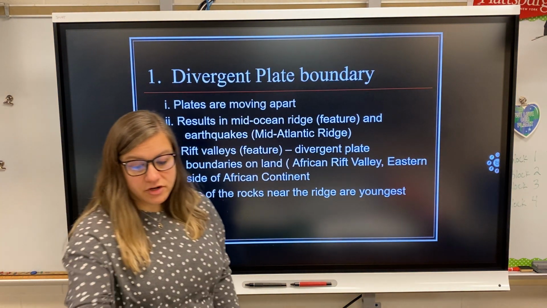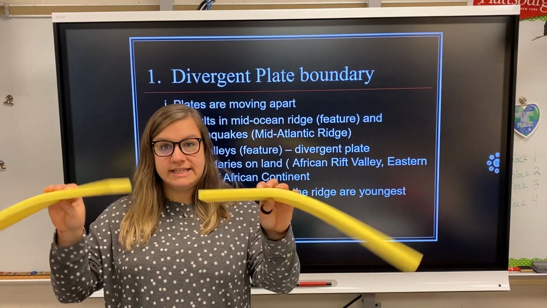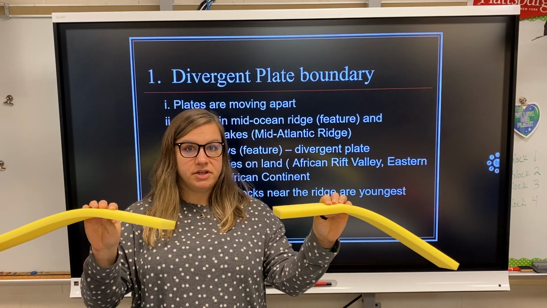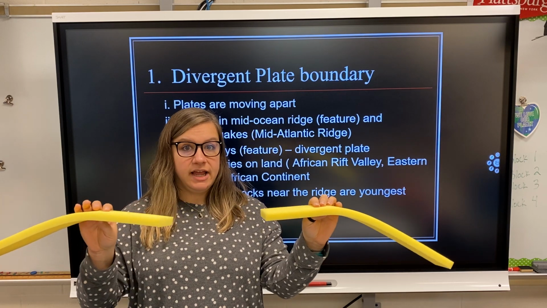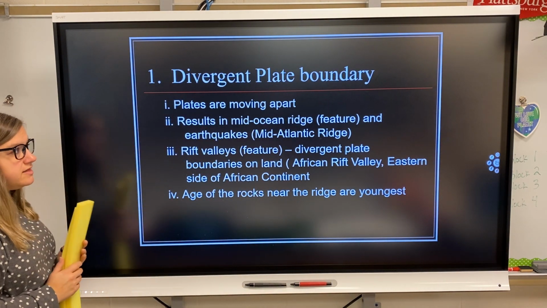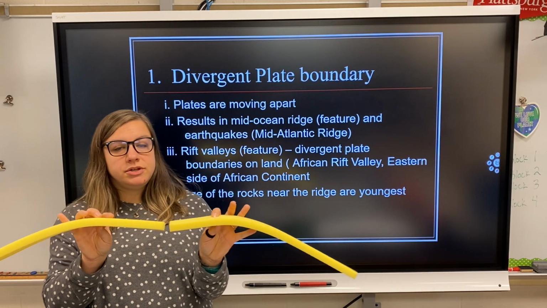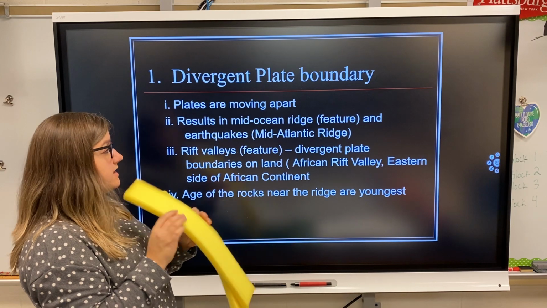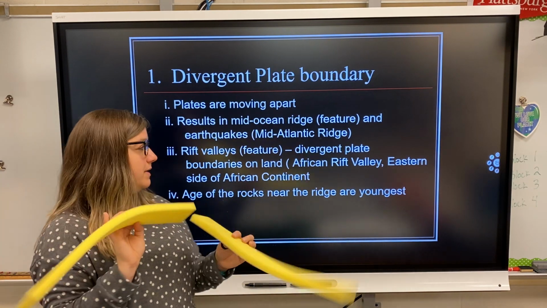So first you have your divergent plate boundaries. Divergent means that it's going to be pulling apart from each other. They're going to be dividing, divergent. Okay, so plates are moving apart. This is where you get mid-ocean ridges or the mid-Atlantic ridge. And this is where you're going to have earthquakes happening as well.